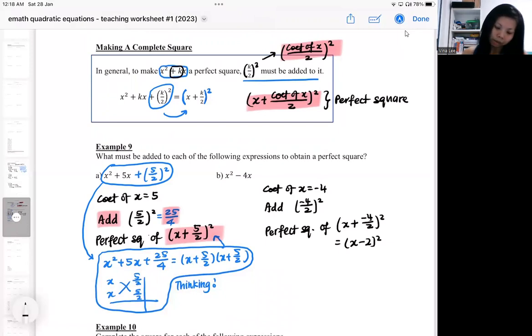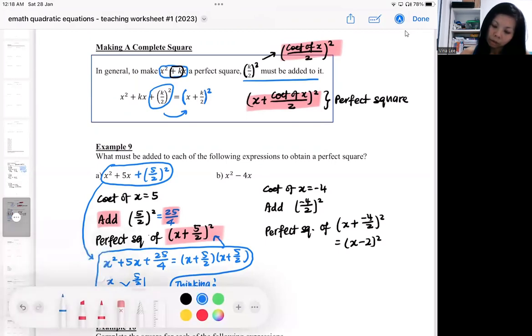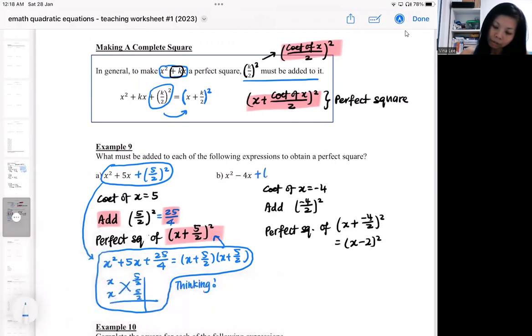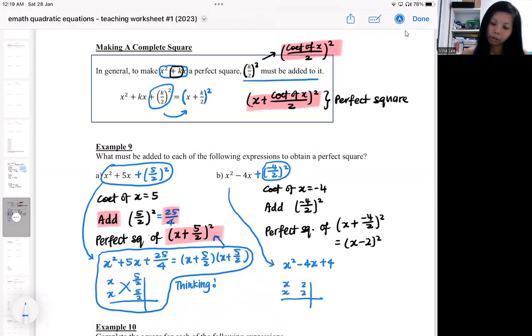Let's observe what actually happened. I am adding this. After I add this, you punch the calculator on this, it will give you a 4. So you can factorize it. Do your normal factorization. You realize that you will get x minus 2, x minus 2.